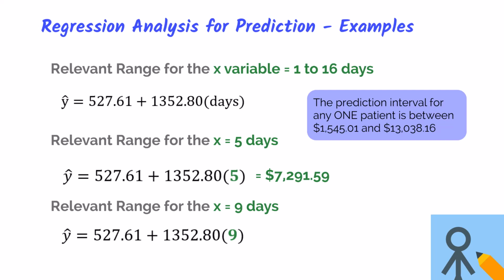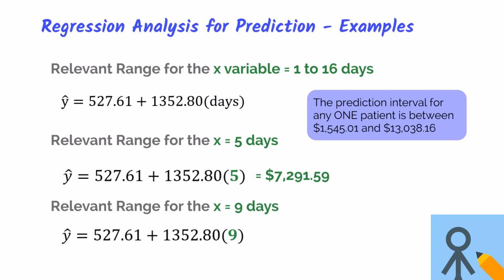If we were to create the prediction interval for one patient, the interval would be somewhere between $1,545.01 and $13,038.16. So we can see that the prediction interval here is very wide and it's not really useful. So that's why we want to be careful when applying prediction intervals for a particular value.